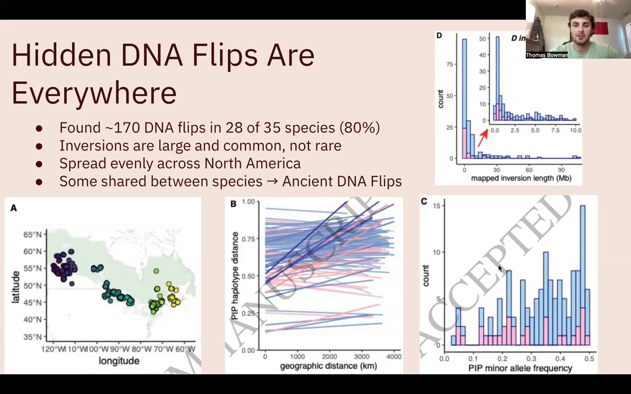Panel C shows that these flips are common within populations. Each bar shows how frequent the flipped DNA version was, and you can see many are around half and half, meaning that the flips are balanced, not rare. Finally, panel D shows the physical sizes of these DNA flips. Most are very large, often covering millions of DNA bases, and some are shared across different species. Altogether, the data in this figure shows that large DNA inversions are widespread, common, and ancient in North American songbirds.